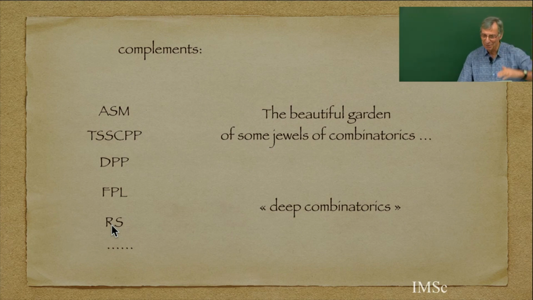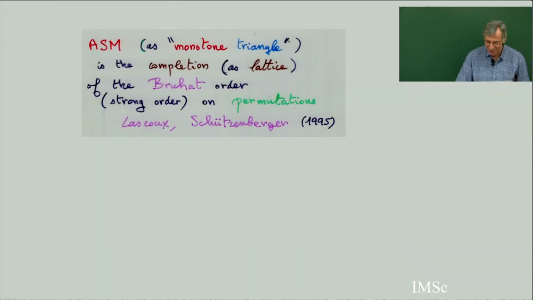The level of the class is going to increase, just to show you the beauty of this combinatorics. So first, the beauty: Lascoux and Schützenberger have shown that Einstein matrices, written as monotone triangles, are the completion as a lattice of the Bruhat order, the strong order on permutations. This is not a lattice, but there is a standard technique to complete the poset, and this gives you naturally this triangle. There is a poset, which is exactly the Einstein matrices.